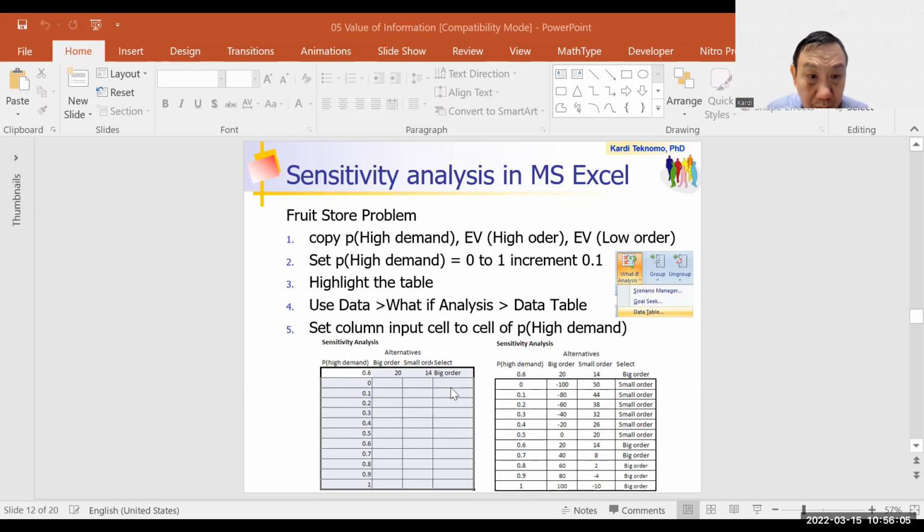So here, for example, for the fruit problem, you can copy the probability of high demand, the EV for high order and low order, right? And then you can set the probability of high demand from 0 to 1, say with certain increments, say 0.1. And then you highlight the table, and then you can use data what-if analysis, and then you can do data table. So if you can already do this, then you can start to compute. Okay, let's do that in Excel.